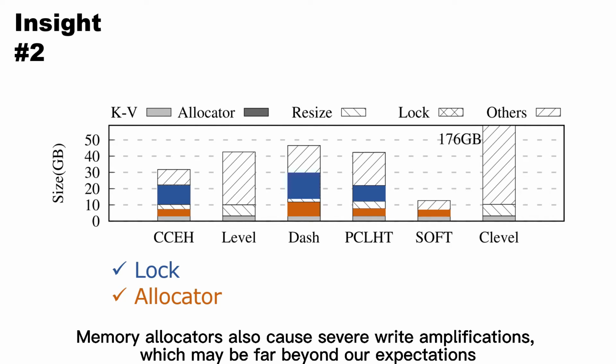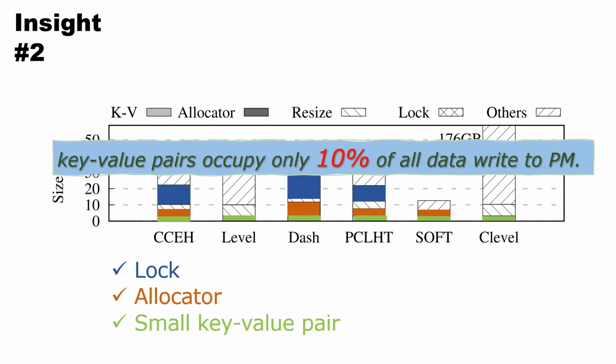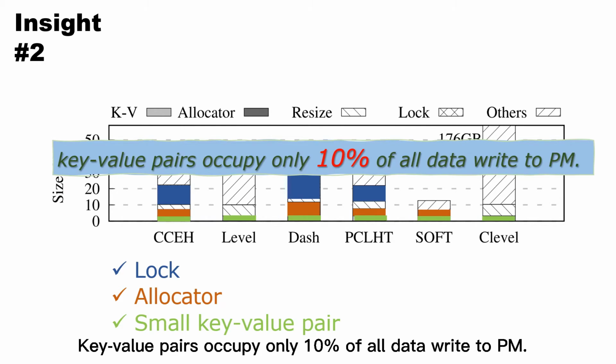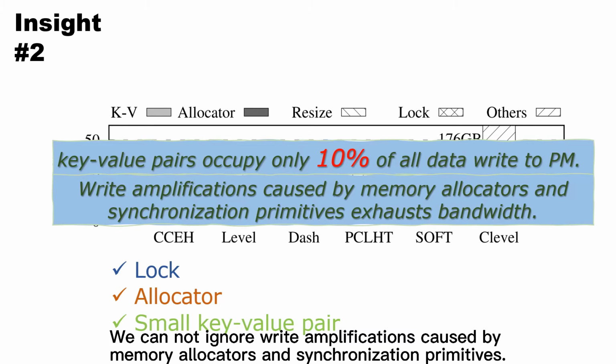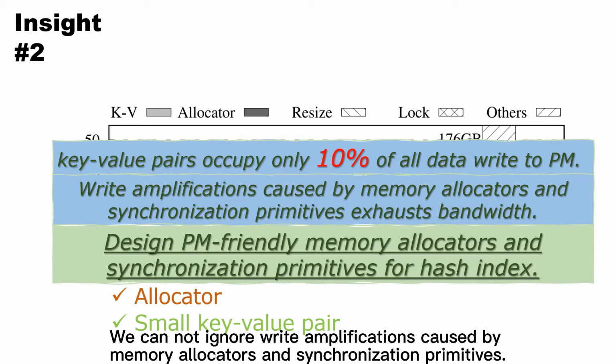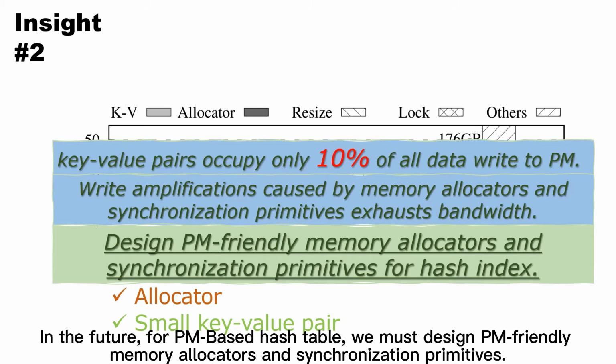Memory allocators also cause severe write amplification, which may be far beyond our expectations. Key-value pairs occupy only 10% of all data written to persistent memory. We cannot ignore write amplification caused by memory allocators and serialization primitives. In the future, for a PM-based hash table, we must design PM-friendly memory allocators and serialization primitives.